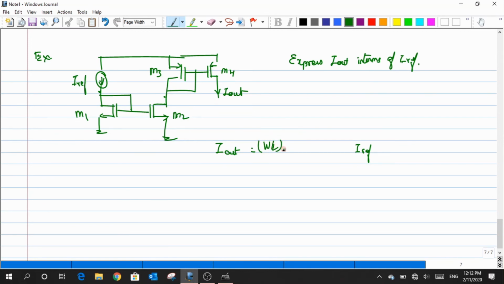W by L of 2 divided by W by L of 1. And then what is the relation that they share between the drain of M3 to drain of M4? W by L of 4 divided by W by L of 3. Any doubt in this? Are you clear? So, alpha times that of beta. These are a kind of short form that I'm using.